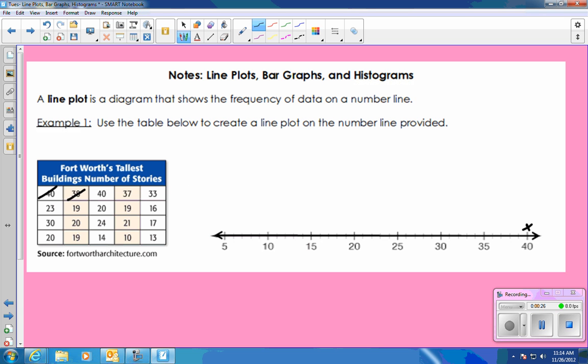And then for 38, we're going to make a little x over 38. Next one is a 40 and a 37, a 33, and a 23. And notice how I'm trying to make all of my little x's the exact same size. That way, when you look at it, it's really easy to compare how high up everything is on the graph. So 16 and 30.